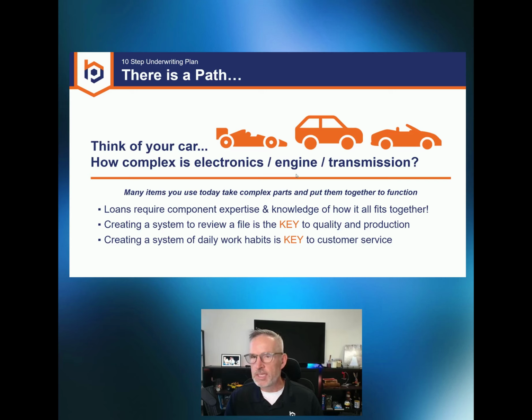But when you're building up your own team or system, you have to become expert in tearing apart every one of these steps and learning to make each step better based on your game plan and your company brand. Now, creating a system review file is key to quality and production. As an underwriting manager, watching underwriters, I knew that if they didn't have a system of how to do things every day, they kind of jumped around files and they forget to check this or check the income or check the credit score. Now, look, I'm a little ADD, like I kind of get distracted very easily. So I'm talking about myself here. I had to have a checklist to get myself through a file. And creating a system of daily work habits is a key to customer service.